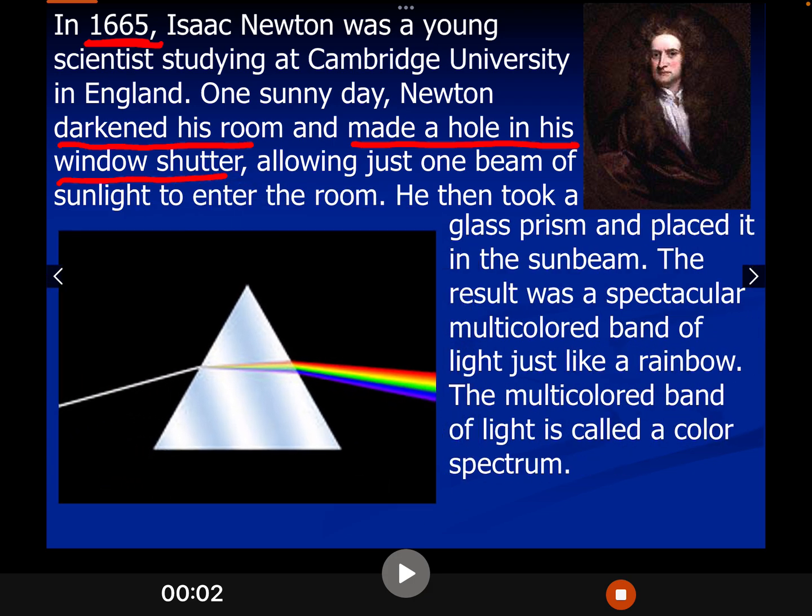Then he took a glass prism, and here's the glass prism. The result was a spectacularly colored band that was the colors of the rainbow. And this is the Roy G. Biv: red, orange, yellow, green, blue, indigo, violet, that we now know is the electromagnetic spectrum range of visible light. And we'll talk about that in another slide. So these are the colors of the rainbow. This multicolored band is called a color spectrum because it is the whole range of light.